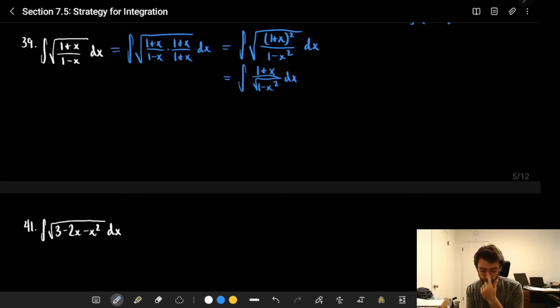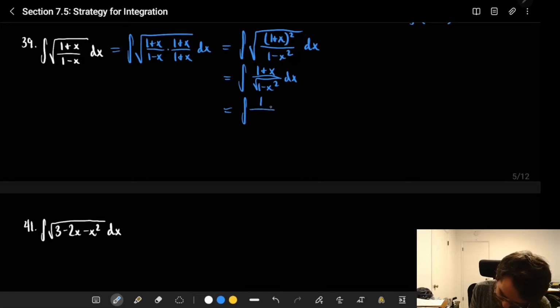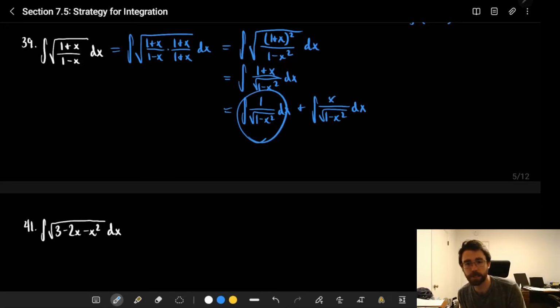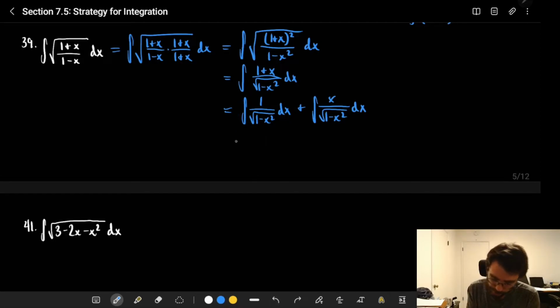And maybe a u sub works now. Yeah, okay, you split this in two fractions, right? So 1 over 1 minus x squared under the square root. And then I'll split it into two integrals, why not? One of them's a u sub, one of them is just arcsine. You might recognize 1 over the square root of 1 minus x squared as the derivative of arcsine. So the integral is just arcsine.